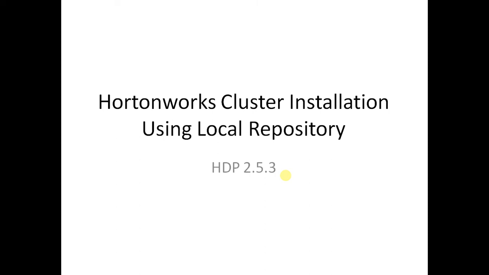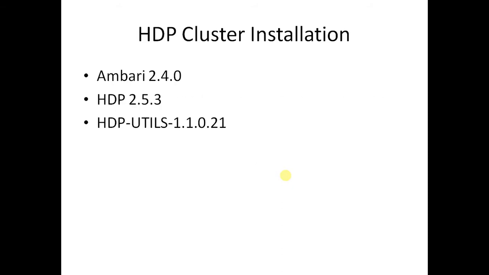Good day folks. In this video I will walk you through the installation of a Hortonworks cluster by using a local repository. Here I am going to install HDP 2.5.3, and this is the software information: I am working with Ambari 2.4.0, HDP 2.5.3 and HDP Utils 1.1.0.21. I have to download the Ambari, HDP and HDP Utils from the Hortonworks website.